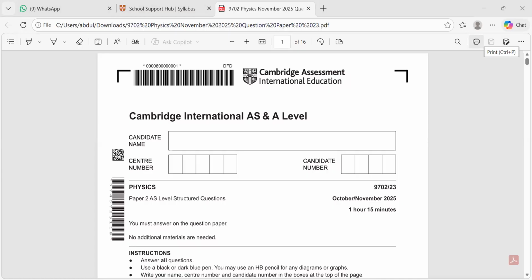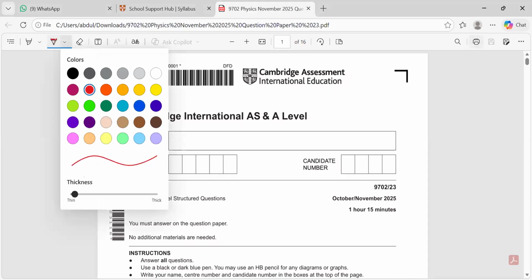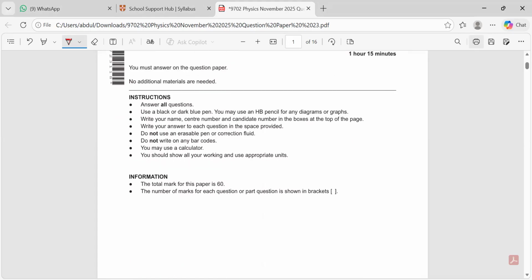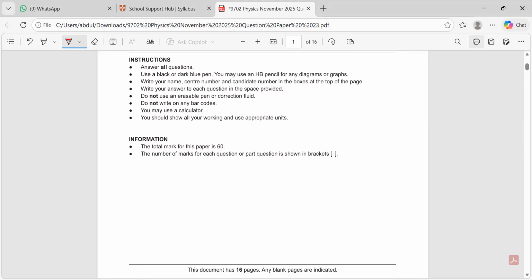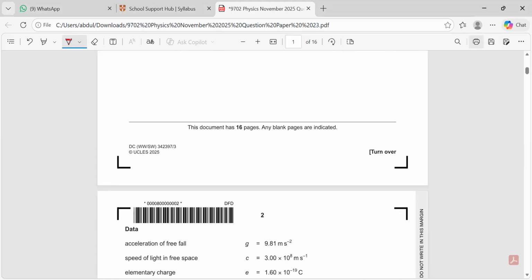Now, dear, right now we are solving one more paper, structured question paper two. It is a fresh year, the 2025 October November series, paper two, variant three. May June we have already discussed. This paper, as usual, is 60 marks and 1 hour 15 minutes, which means 75 minutes.